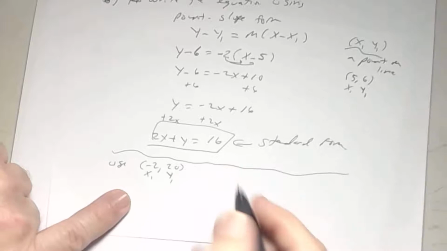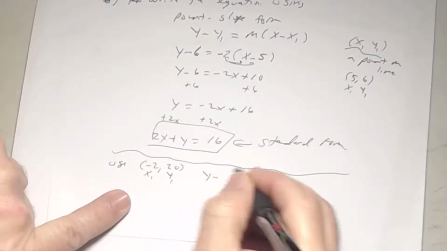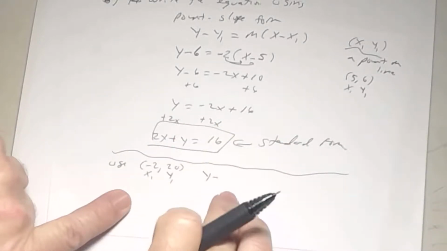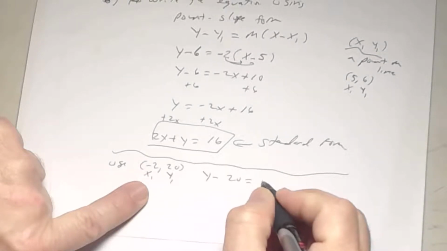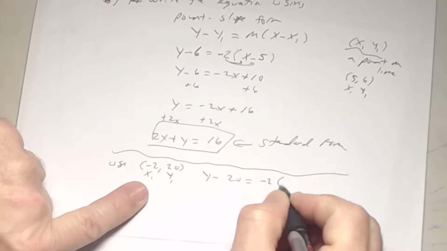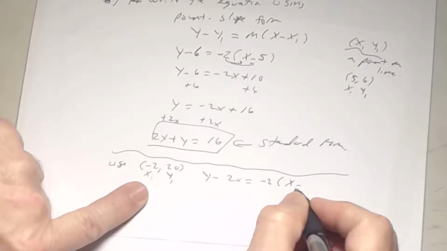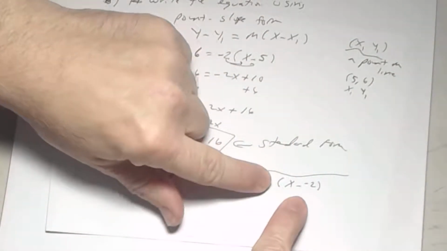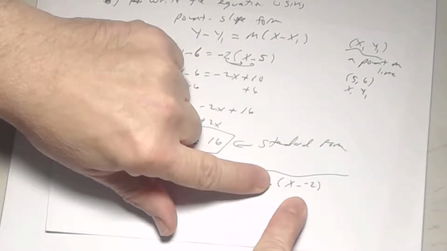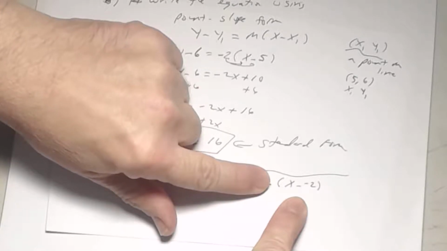Just to show you. So I get y minus, point-slope form. Y minus y1. What's y1? 20 equals the slope. What's the slope? Negative 2 times x minus x1. What's x1? Negative 2. All right, now be careful. You had something like this in previous worksheets. X subtract negative 2 really is what? X plus 2. You need to write this as x plus 2.